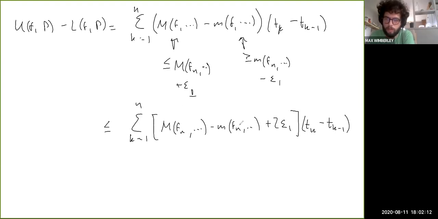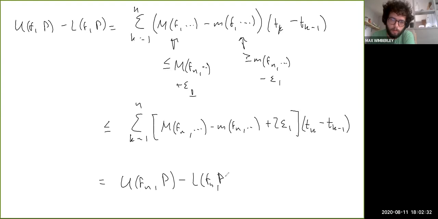So if you just distribute these terms, and then pull out the 2 epsilon 1 times this thing, this equals the upper sum of Fn on P minus L of Fn on P, and then plus 2 epsilon 1 times B minus A. So plus 2 epsilon 1 B minus A, right?